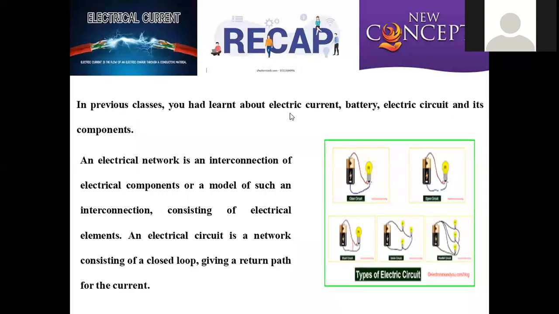Now, in the previous classes, you had learned about the electrical current, battery, electrical circuit, and the components. These are said to be electrical circuit components, where a battery can be taken and a bulb is required, and wires are needed in order to supply the current from one region to another region. Those are said to be conducting materials. An electrical network is an interconnection of electrical components or the model of such an interconnection consisting of electrical elements. A circuit is a network consisting of a closed loop where the return path for the current is possible.